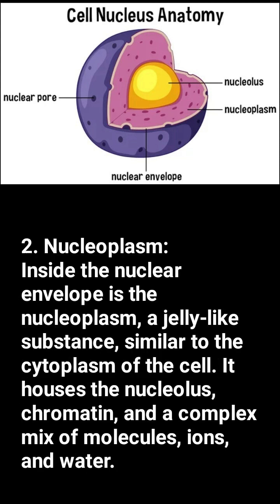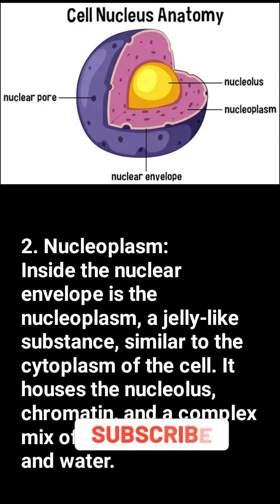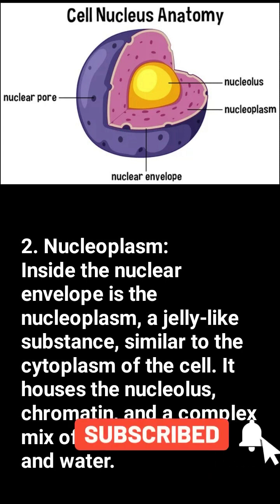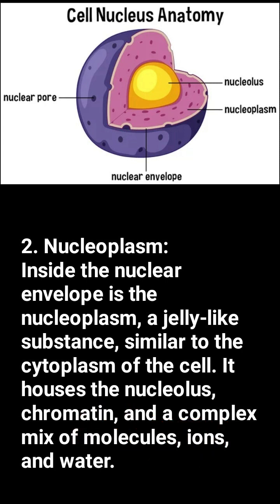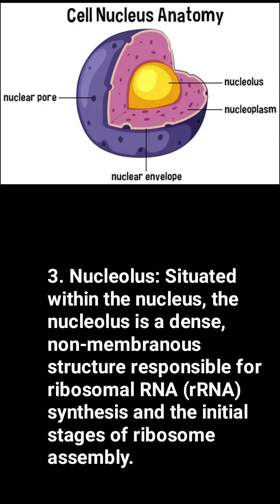2. Nucleoplasm. Inside the nuclear envelope is the nucleoplasm, a jelly-like substance, similar to the cytoplasm of the cell. It houses the nucleolus, chromatin, and a complex mix of molecules, ions, and water. 3. Nucleolus. Situated within the nucleus, the nucleolus is a dense, non-membranous structure responsible for ribosomal RNA synthesis and the initial stages of ribosome assembly.